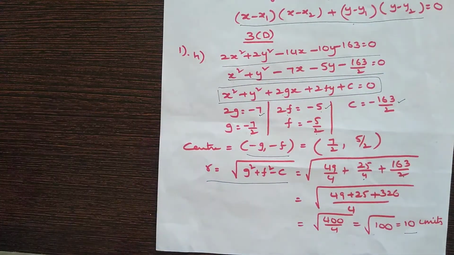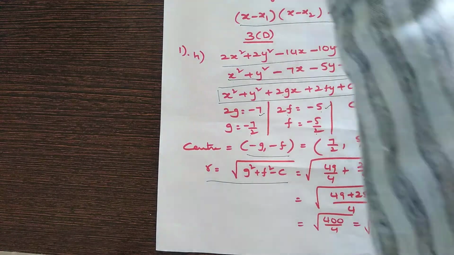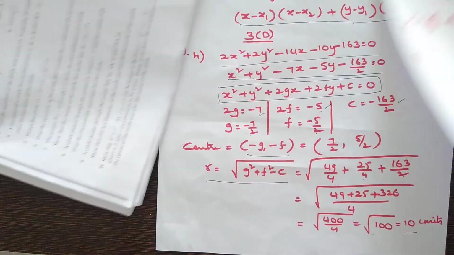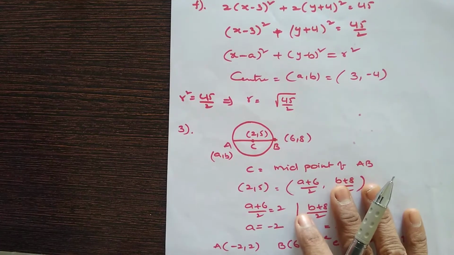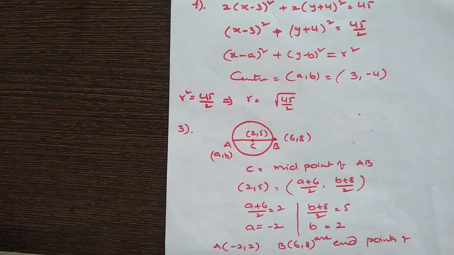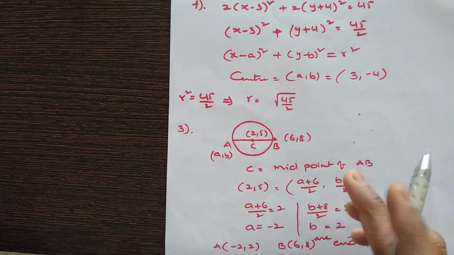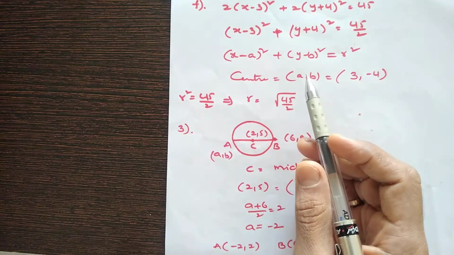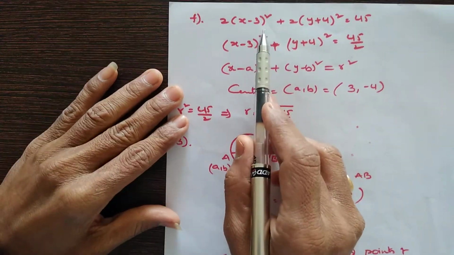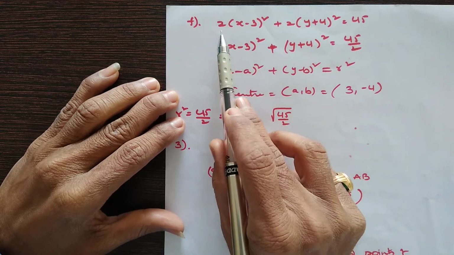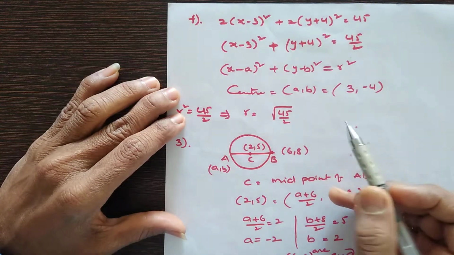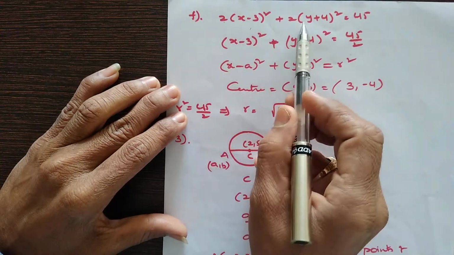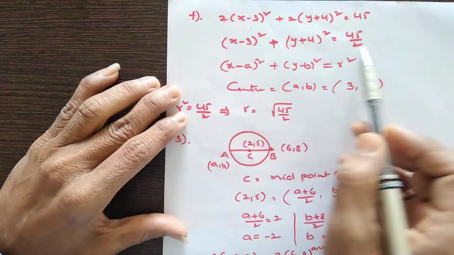Okay, now next question. Next question in the same exercise, in the first bit only, the f problem I am doing. Okay, see, the f problem, what is it over here? Here also they are asking us to find the center and radius. 2 into x minus 3 whole square plus 2 into y plus 4 whole square is 45. Now you need to make this coefficient 1, so I am taking 2 common.